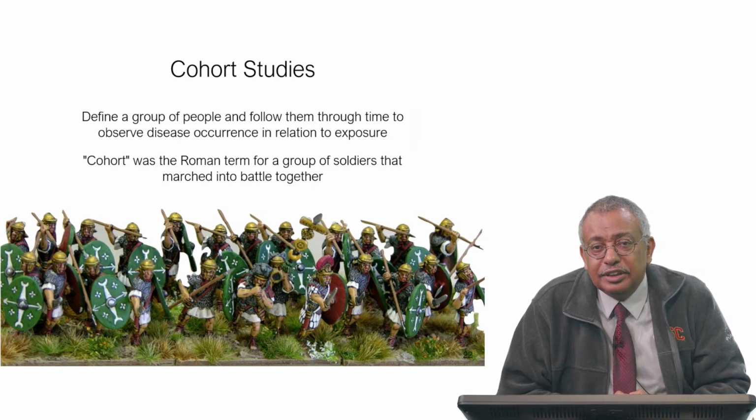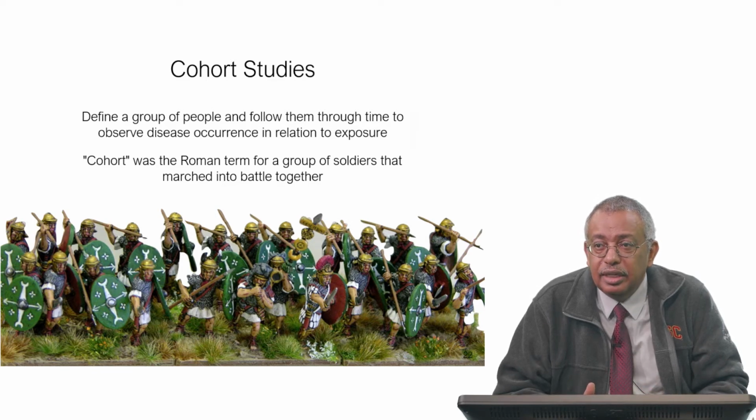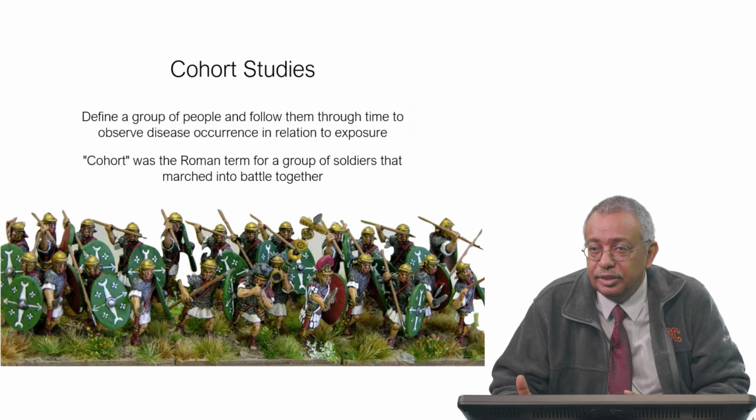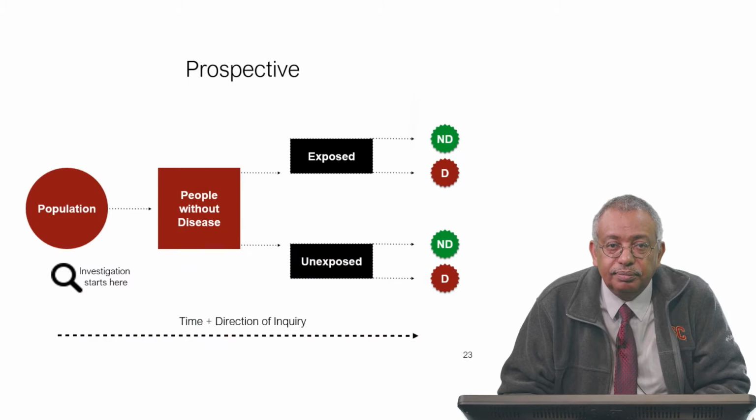The other kind of studies are what we call cohort studies. Basically here we're defining a group of people, and you simply follow them through time in order to observe how many of them get exposed to one or another kind of exposure, and between those multiple groups, how many of them develop the condition under study, and how many of them do not develop the condition under study.